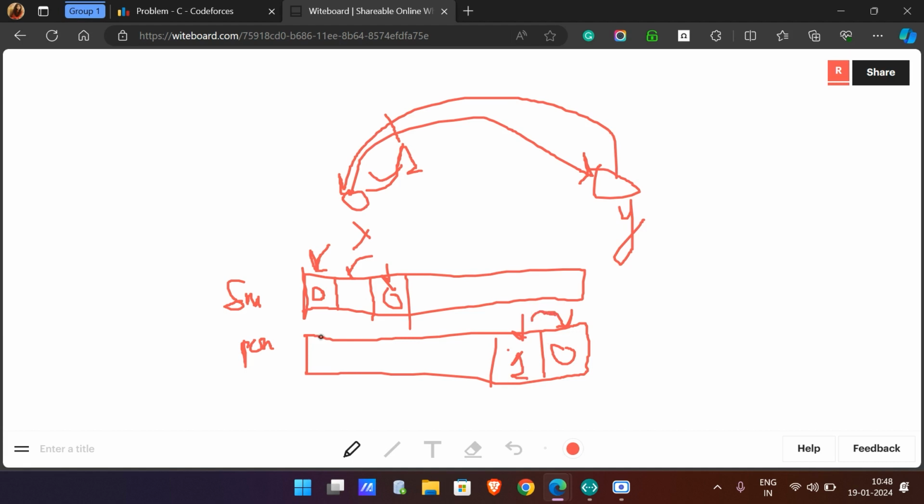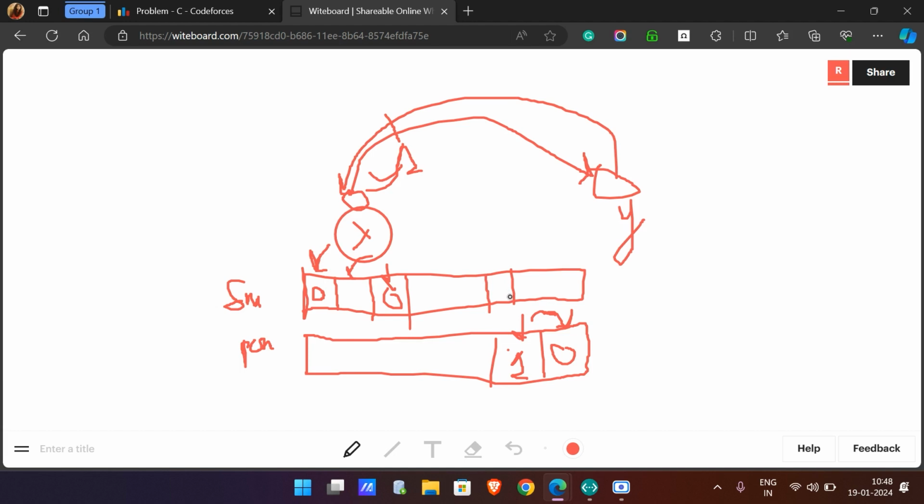So this is from backward to front. If I have these two, then I'll be checking for each. Like if I want to go from X to Y, it's from the front. Like I'm going from the backward to front, like I'm going in the same direction.